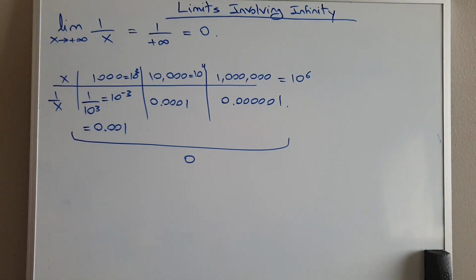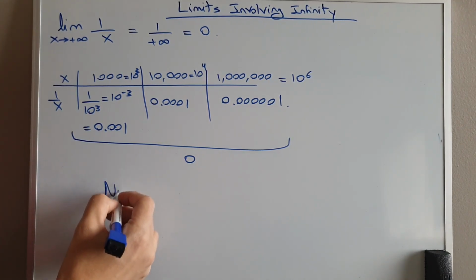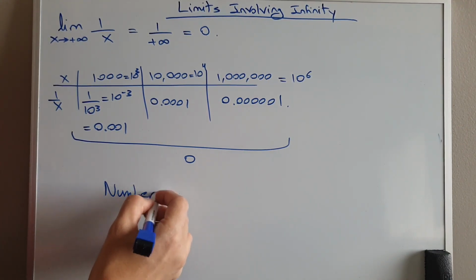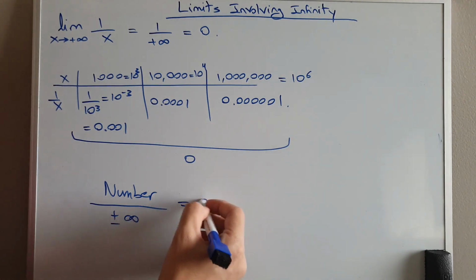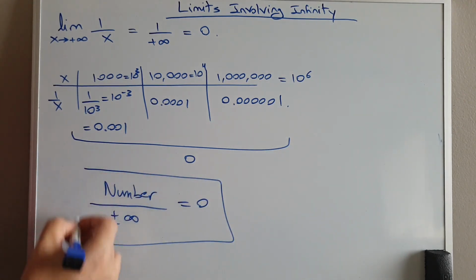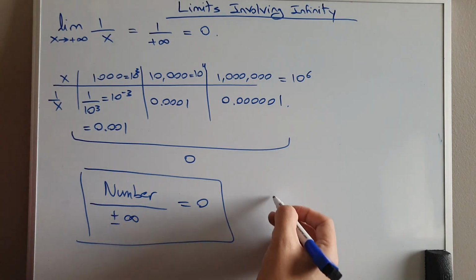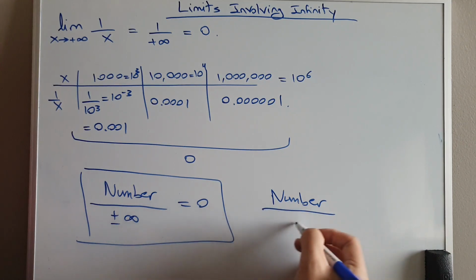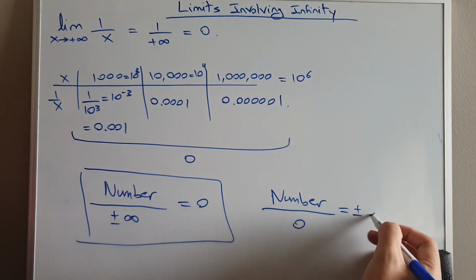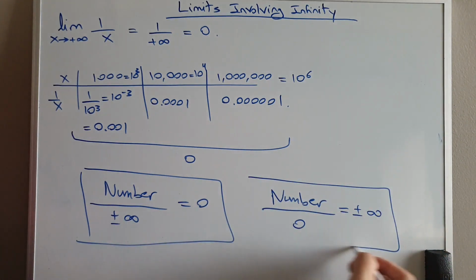And we can take this as a rule. Anytime you are substituting to find a limit, if you're ending up with a number over infinity, whether it's positive or negative, this would be 0. And I will remind you of the other rule. Number over 0 is infinity.